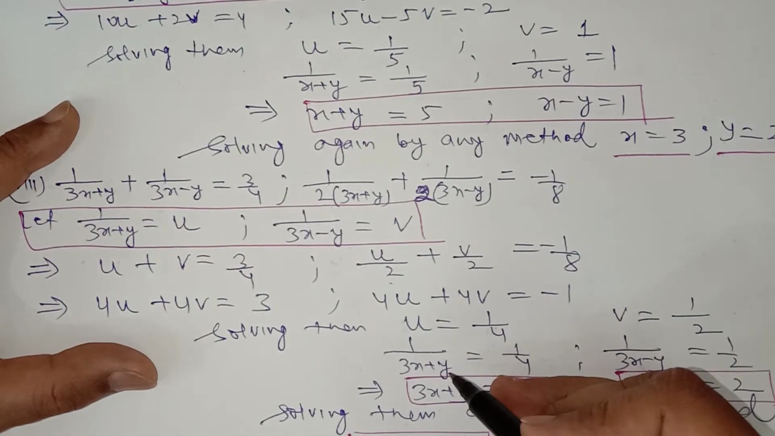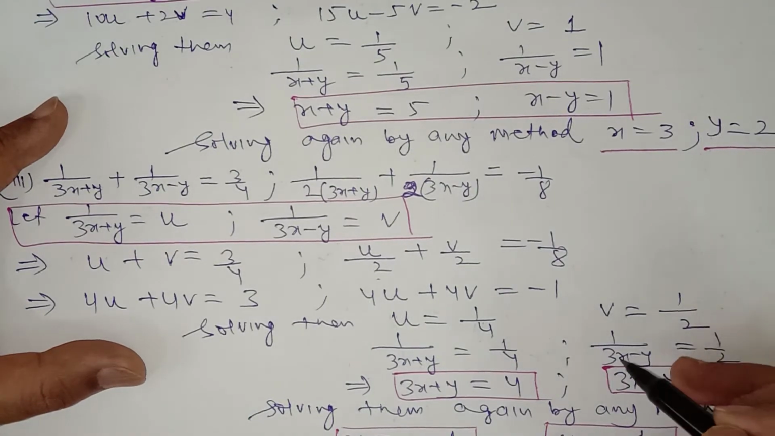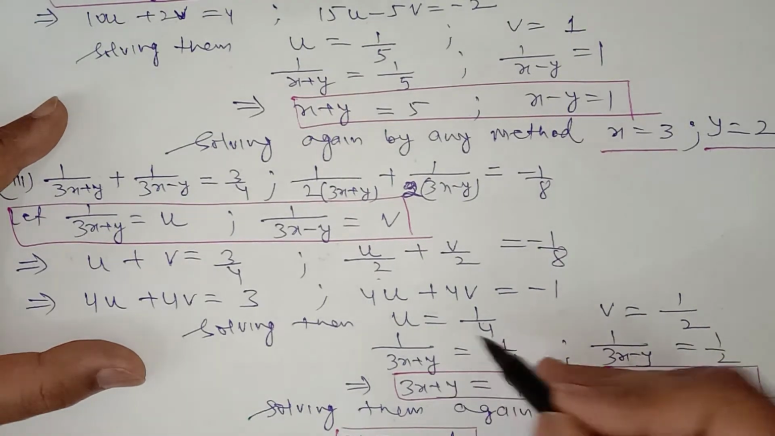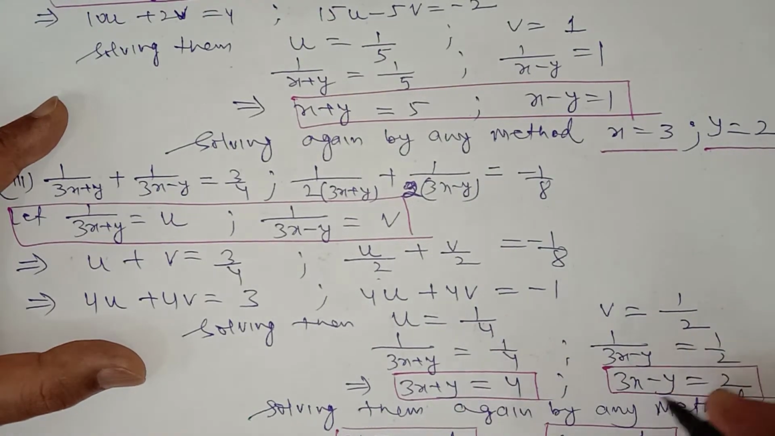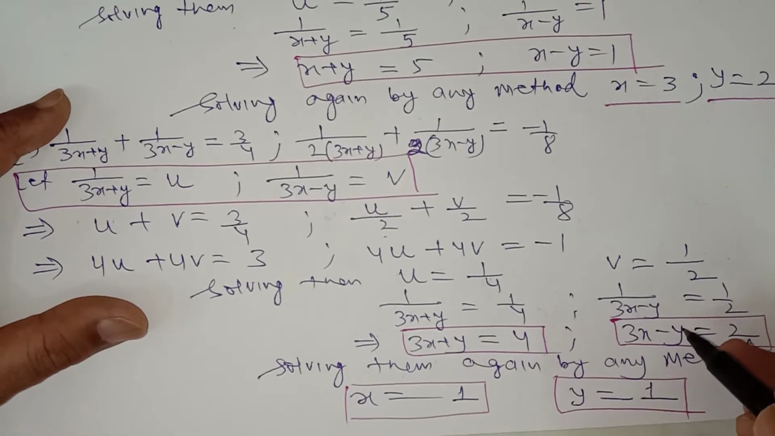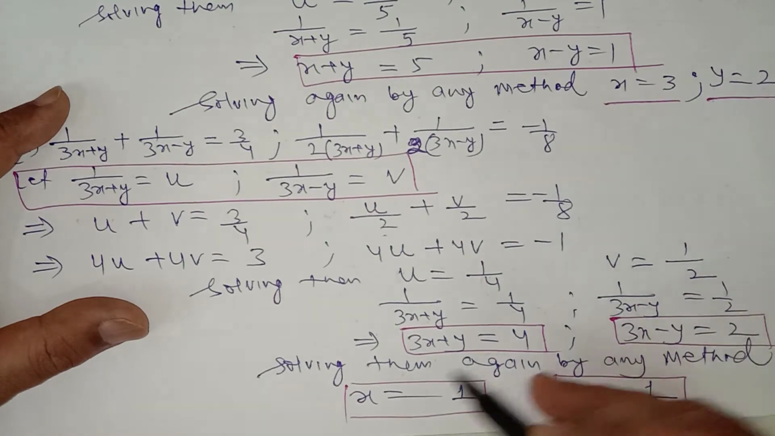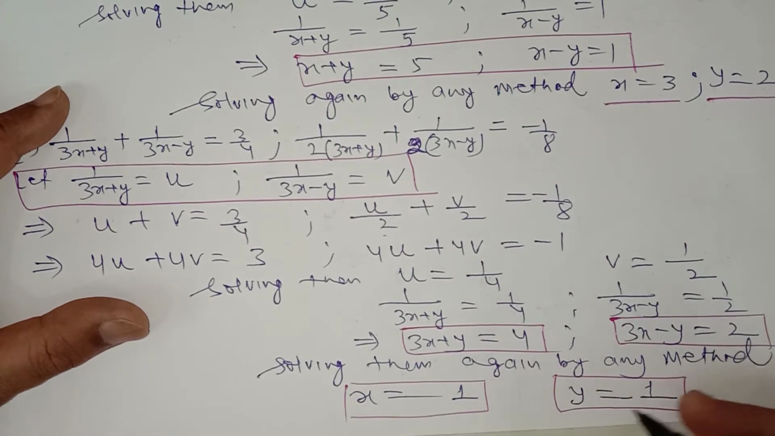So what did you let u be? 1 upon 3x plus y. What did you let v be? 1 upon 3x minus y. Cross multiply, and you are getting again a linear equation in two variables. Now you solve it by any method again. You will get the value of x as 1 and y as 1.